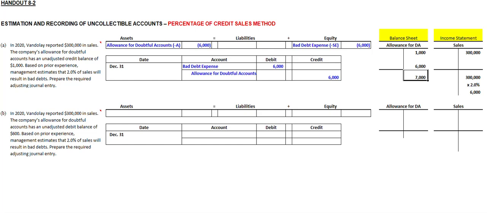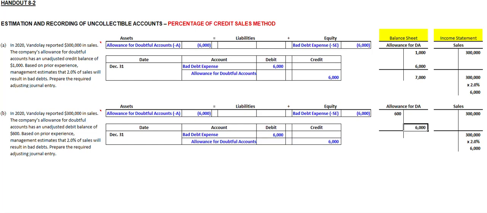In the second scenario, we have the same $300,000 in sales, but this time the company has a $600 debit balance in the allowance for doubtful accounts. Again, we've got the same 2% estimate of sales that will result in bad debt. So we take the $300,000 in credit sales, multiply it by 2% to get $6,000 for our estimated bad debt expense. We debit bad debt expense for $6,000, and of course we credit the allowance for doubtful accounts for $6,000.